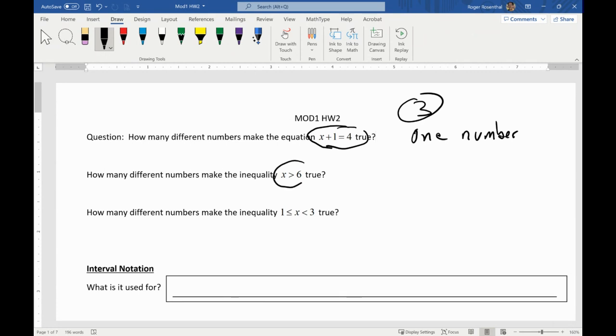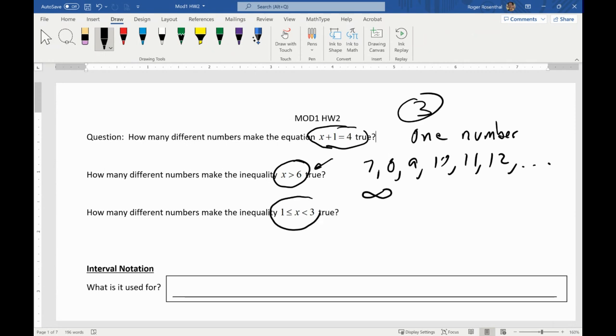How many numbers make this one true? Well, this is asking what numbers are larger than 6: 7, 8, 9, 10, 11, 12, and so on. There is an infinite number of numbers that make that true.